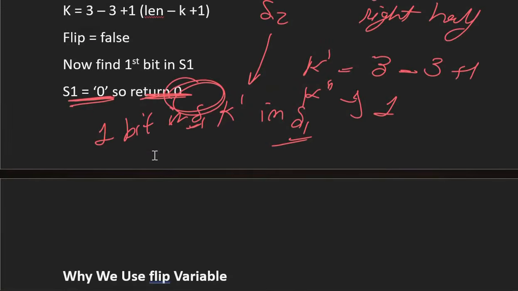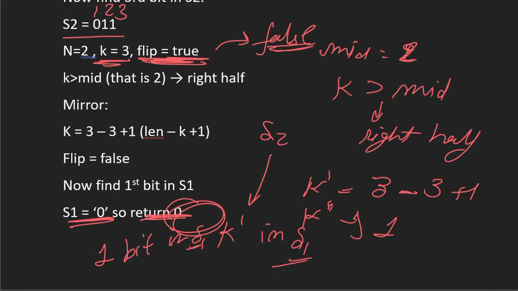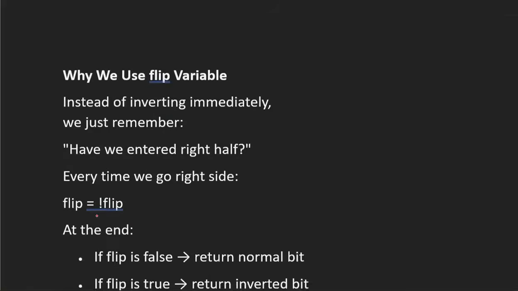But what if flip is equal to true? Suppose if flip is equal to true, then we are getting 0, then we will flip that 0 to 1 in the answer if flip is equal to true.